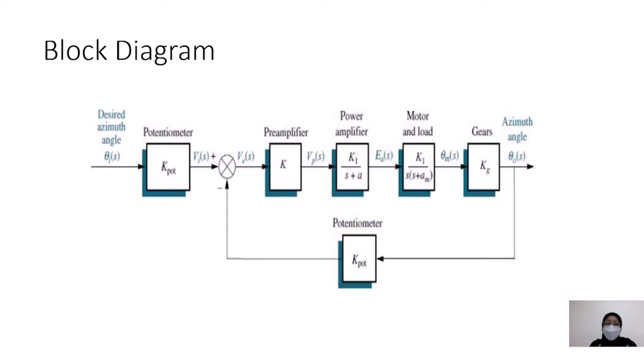So here I'm going to explain about the design for the project, which is the block diagram. As you can see, the parts are located according to their position. We have here the potentiometer, preamplifier, power amplifier, motor and load, gears, and also another potentiometer.